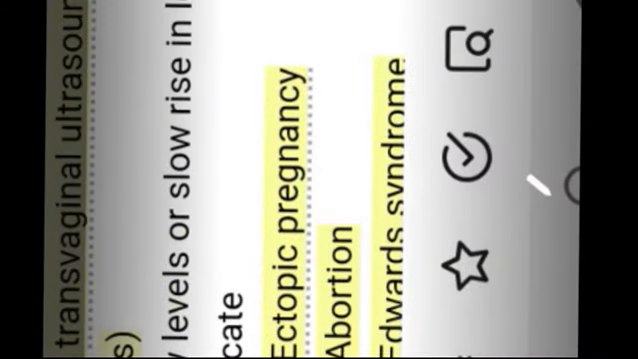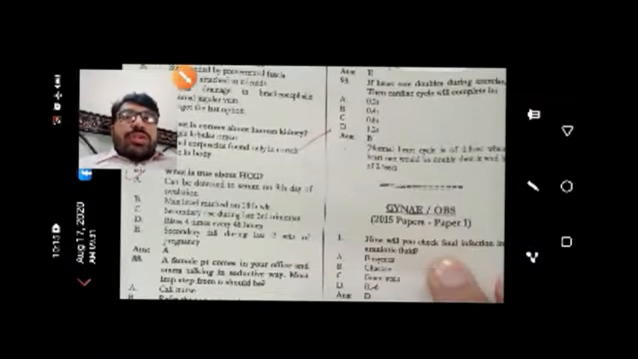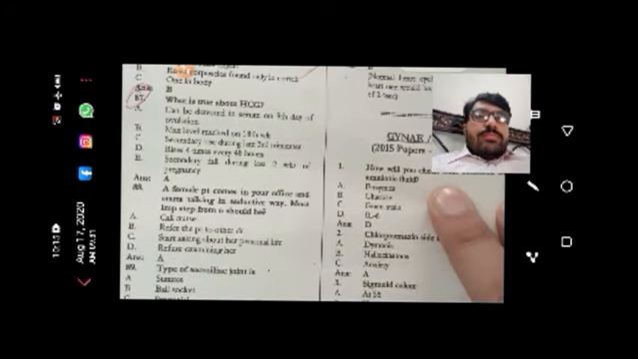If beta HCG is less than 1000, repeat beta HCG and transvaginal ultrasound in 2 to 3 days. Now this is very important. There are MCQs regarding ectopic pregnancy. So a beta HCG of 1500 to 2000, pregnancy is visible with transvaginal ultrasound. If beta HCG is less than 1000, repeat the beta HCG and transvaginal ultrasound in 2 to 3 days. Low levels or slow rise may be seen in ectopic pregnancy, abortion, and Edward syndrome. So coming back, we discussed beta HCG in detail.